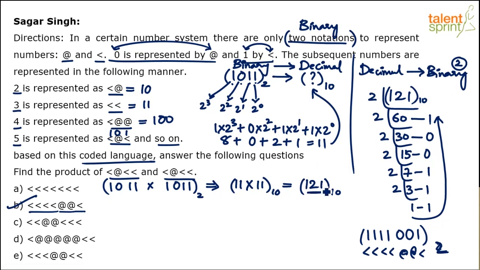Then that product 121 in decimal system has been converted to a binary number again, because we want the end result in the binary format only. We got 1111001, but again, it's not 1 that they use, right? They use less than in place of 1, and it's not 0. They use @. So just replace ones with less than symbols and zeros with @ symbol. So it becomes less than, less than, less than, less than, @, @ and less than.